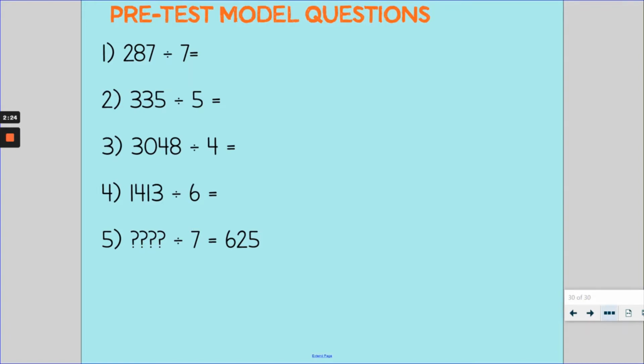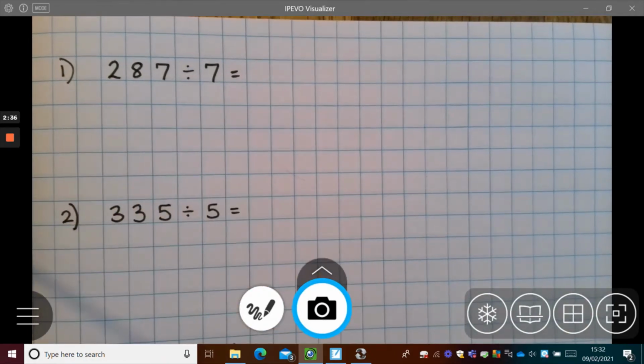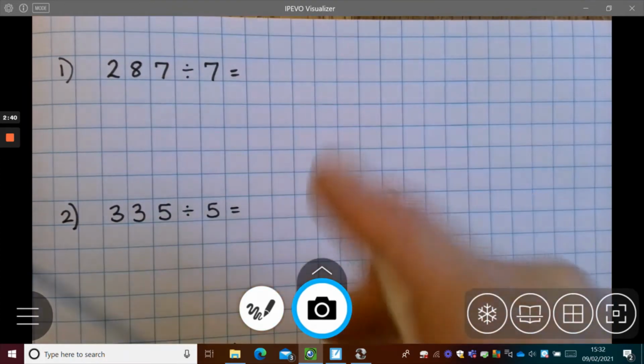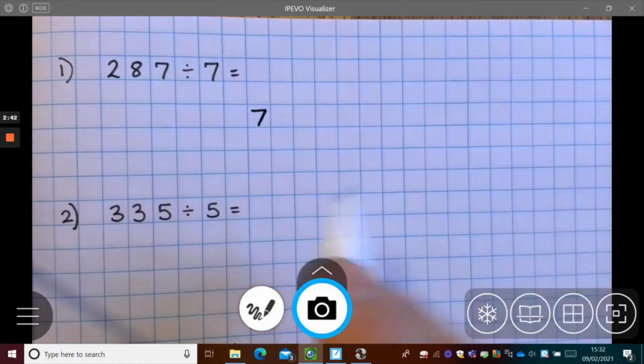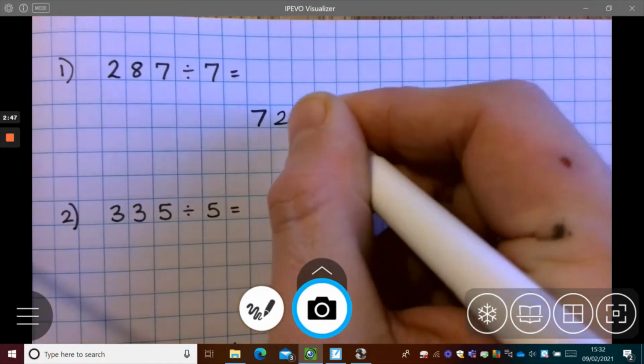Right, let's look at some examples of the kind of divisions we're going to do today. I'll show you these in my book now. Okay, so the first one I'm looking at today is going to be 287 divided by 7. So I'm going to think about the room that I need. I'm going to start with what I'm dividing by, which will be 7, and I'm going to divide up 287.